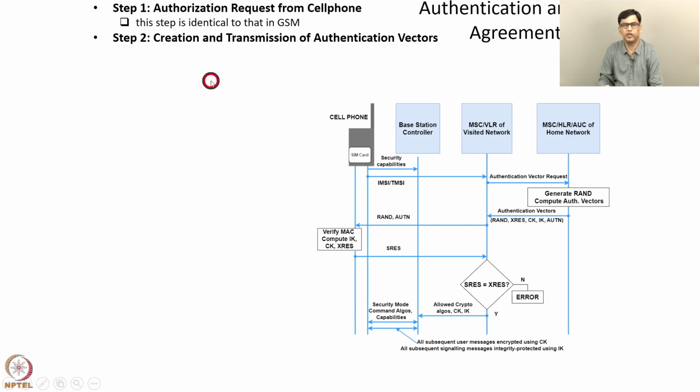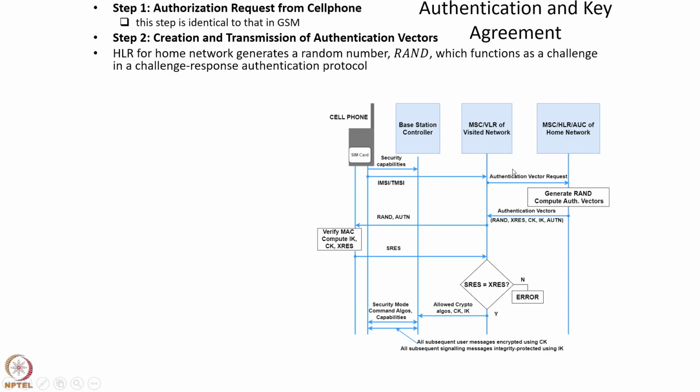Then the next step is creation and transmission of authentication vectors. We discussed that authentication vectors are also used in GSM. So they are also used in UMTS, but there are some differences between the authentication vectors in UMTS and in GSM. So let's discuss those differences. The HLR for the home network generates a random number RAND, which functions as a challenge in a challenge response authentication protocol. We saw that in GSM also there is a challenge RAND. So in UMTS also there is a challenge RAND.